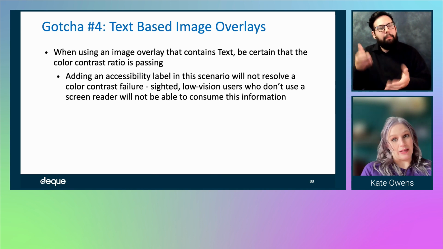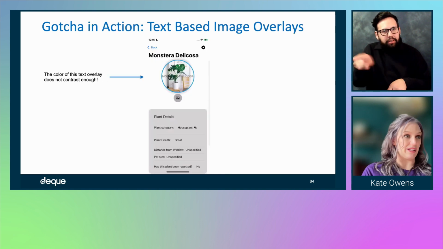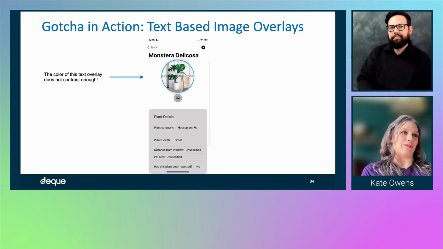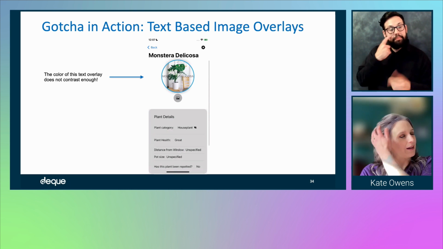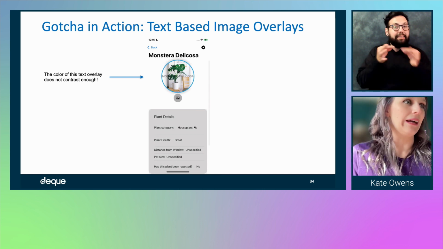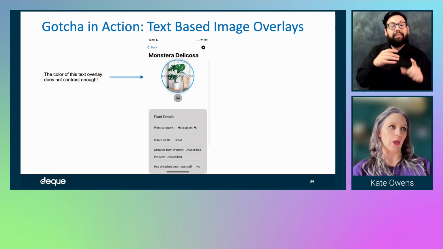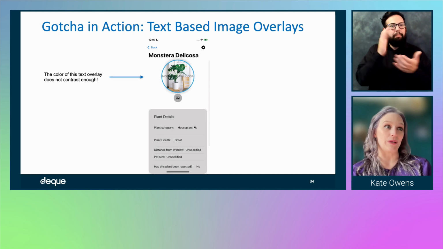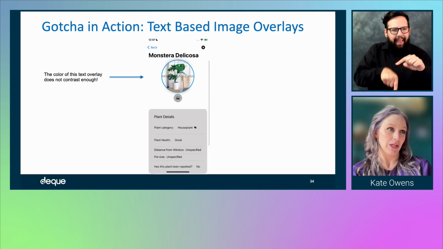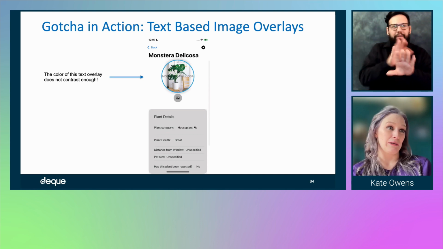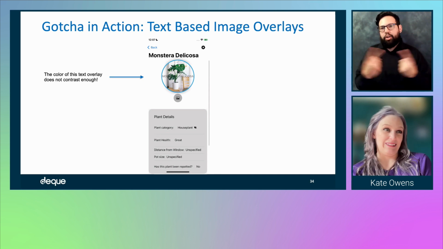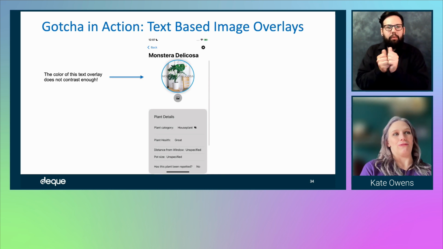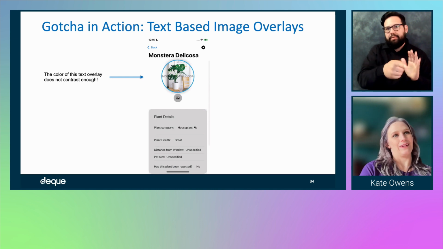They're not going to be able to consume that information. They're going to miss that. So here's an example of what I'm talking about. We've got our plant detail screen, and on our plant picture, we've got a text overlay of the plant's name, Monstera deliciosa. It's very, very hard to read what that says, especially over top of an image. The text is way too light for that background, and it's just not contrasting enough. So this is an example of what you should not do with an image overlay.